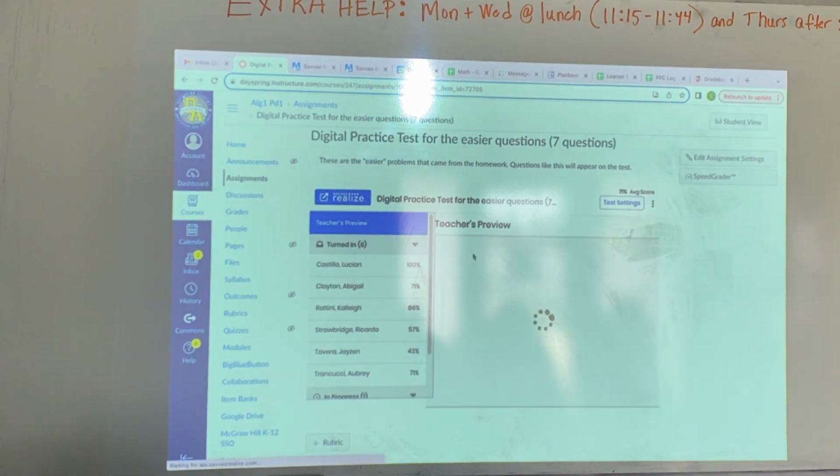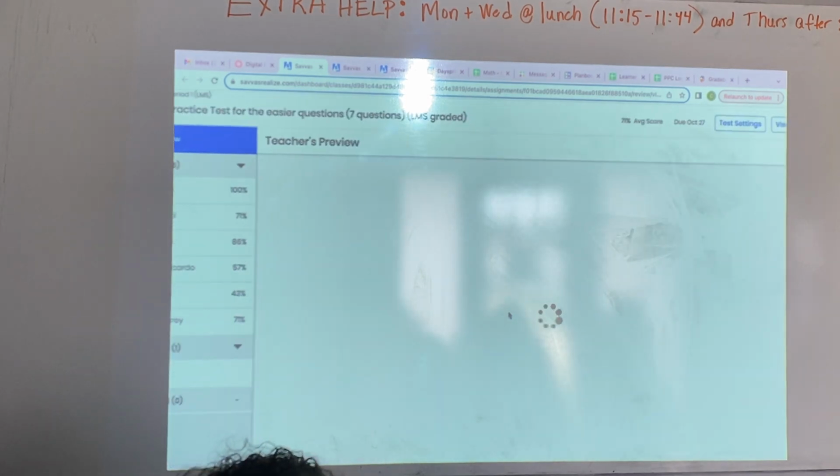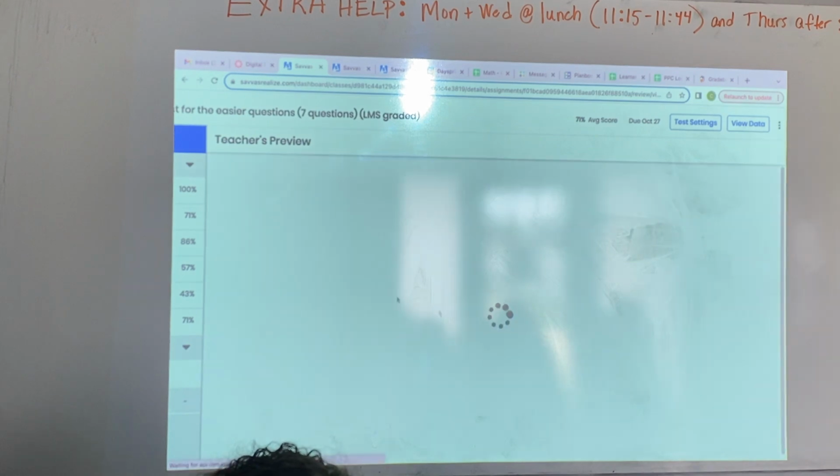So which ones would you guys like to go over from the digital? I prefer to start with 6 and 7 if we can, and then if you need help, you can go to, so which one do you want me to do, 6 or 7? 6?